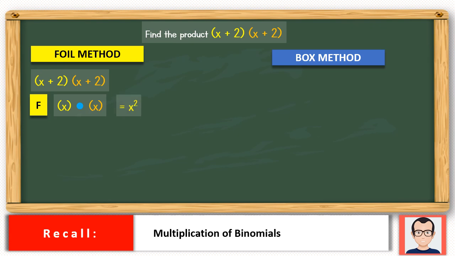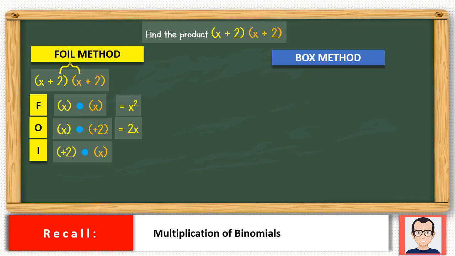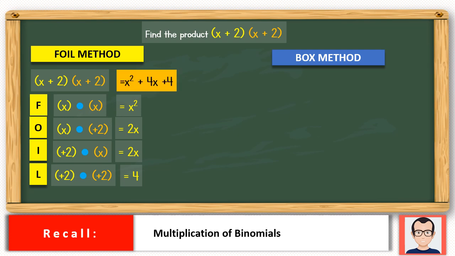The outside terms, x times positive 2, which is equal to 2x. Inside terms, positive 2 times x, which is equal to 2x. And the last terms, positive 2 times positive 2 is equal to positive 4. From the answers derived, we combine like terms, and we will have x squared plus 4x plus 4 as our product. Now let's try the box method.